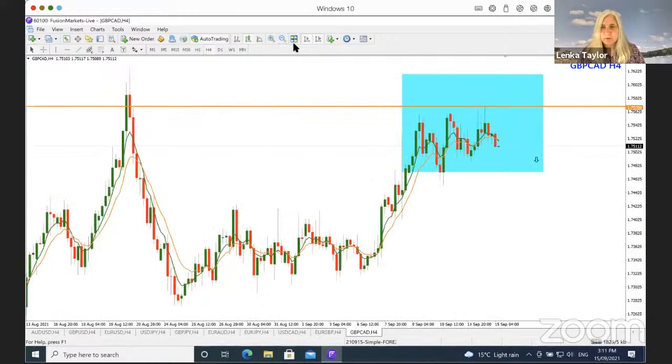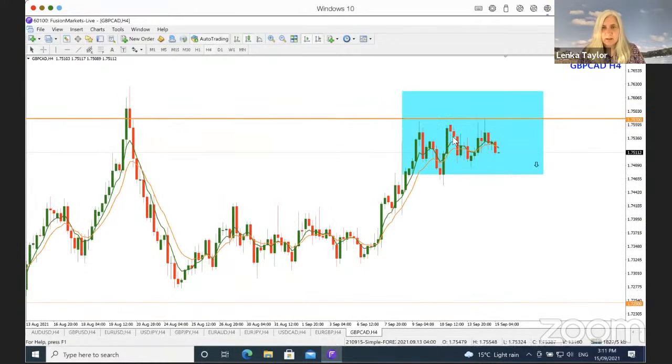In terms of the 4-hourly, at the moment, I'm going to wait for either price to come back to the horizontal today or tomorrow. Otherwise, possibly a bit further down, and then a reversal after that. I'm looking for short on this one.